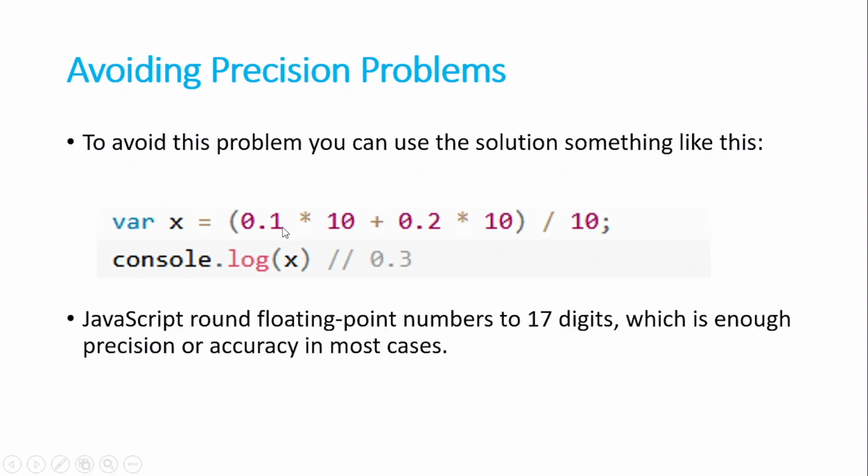Instead we just multiplied them by 10 to remove that precision error, and then we add them and divide by 10, so no change happened in the equation. So everything works fine now and we get the right result. JavaScript rounds floating point numbers to 17 digits, which is enough precision or accuracy in most cases.